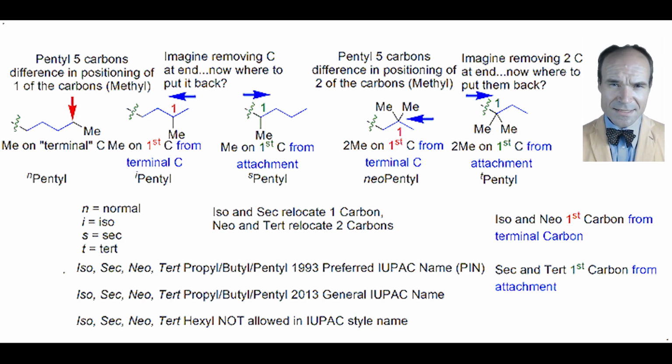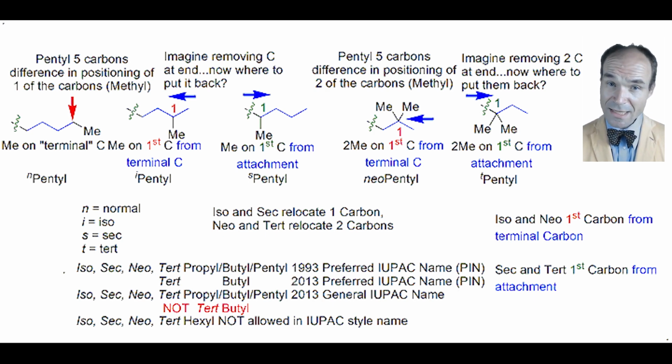However, except for tert butyl, none of these terms should be used if you need to follow all IUPAC name rules. They should be treated as uncommon or complex alkyl substituents when it comes to naming. Now, only tert butyl can be used in the preferred IUPAC name, or PIN.